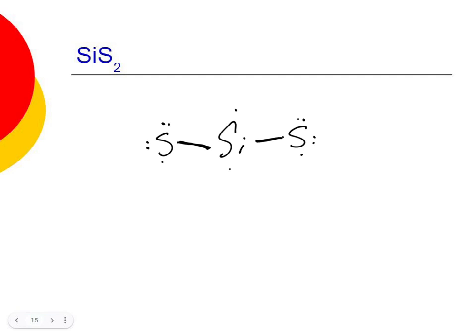Then I've got these two electrons that are going to come in to form this bond right here. So there'll be a double bond in this section between S and Si. And then these electrons are going to also come in and form a double bond. So I'll end up with Si double bonded to S with 2 lone pairs, double bonded to S with 2 lone pairs.